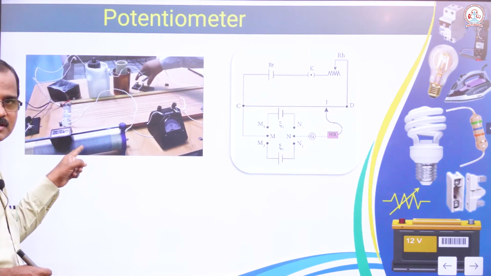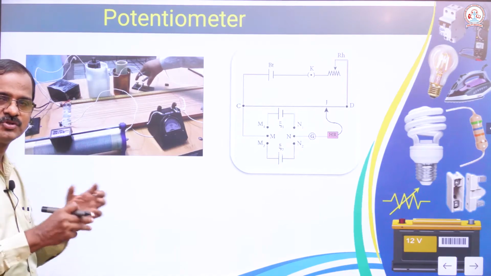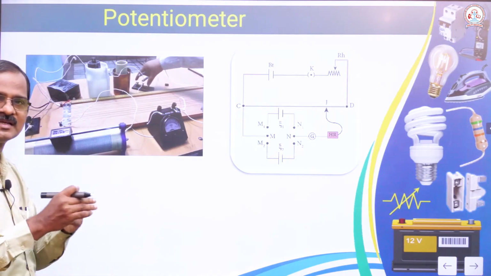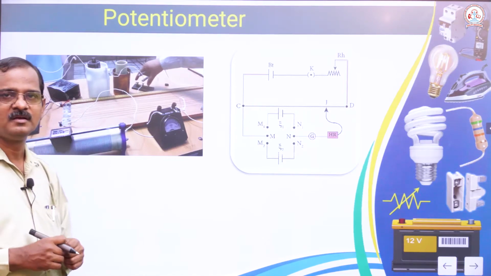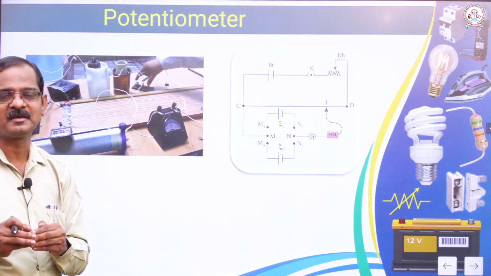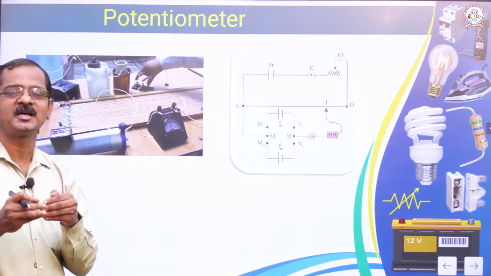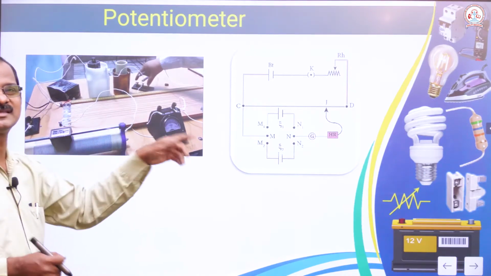Galvanometer. This is a rheostat. A rheostat is used to vary the resistance. Actually, there is a coil through which current is flowing. R is equal to rho into L by A. That is the formula applied here to change the resistance in the circuit.